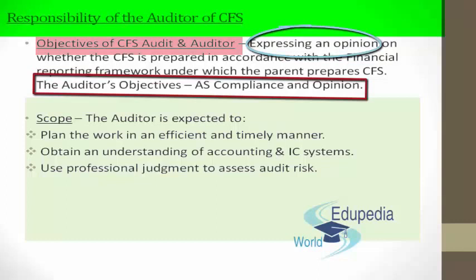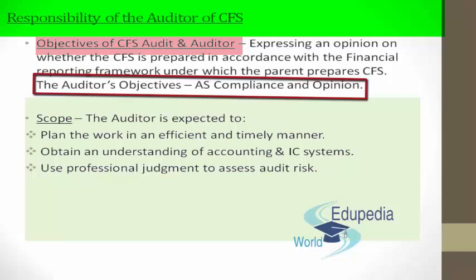So they need to ensure and satisfy that the AS compliance is being done, and I'm totally thinking along the lines of the Indian reporting framework. That's why I'm talking about AS 21, 23 and 27 in that case. Plus, they need to enable themselves to express an opinion on the true and fairness with which the CFS has been presented.